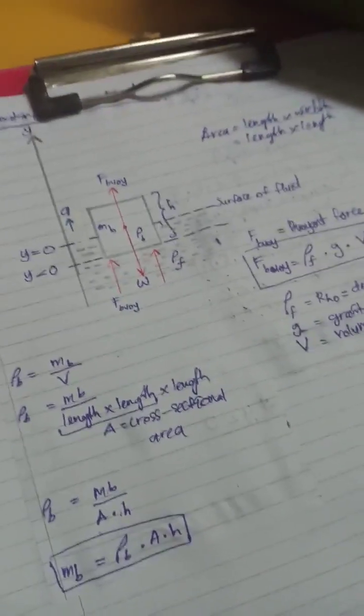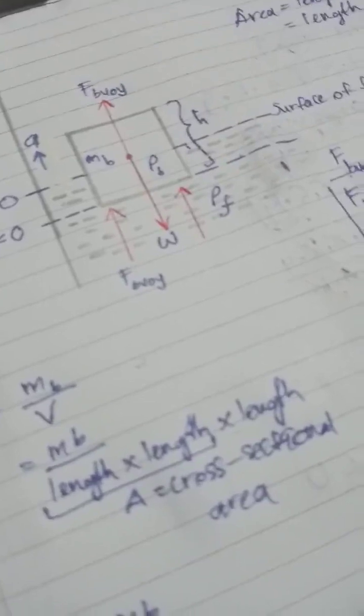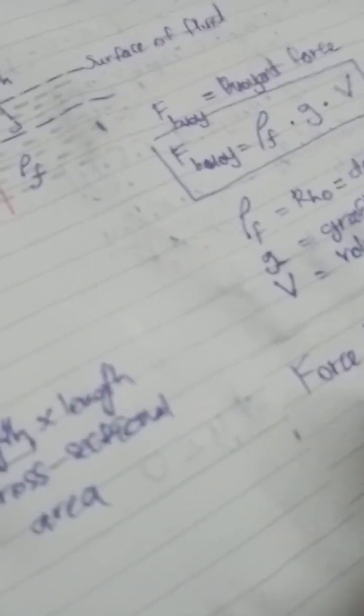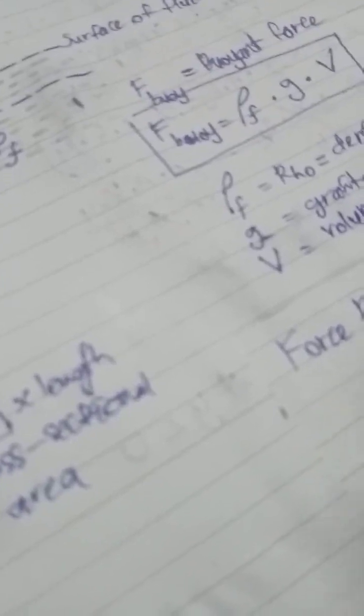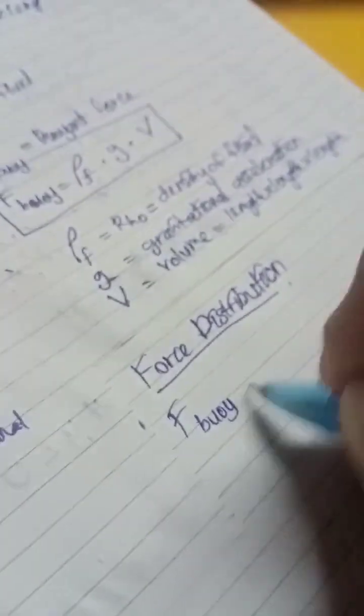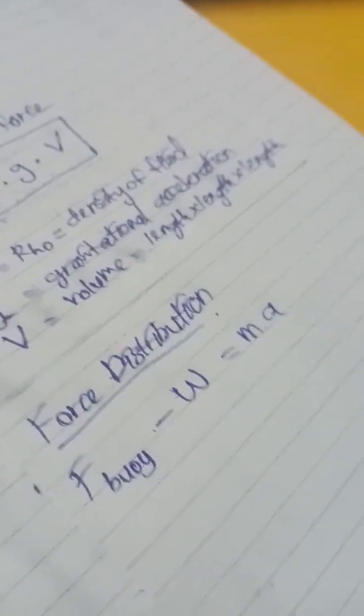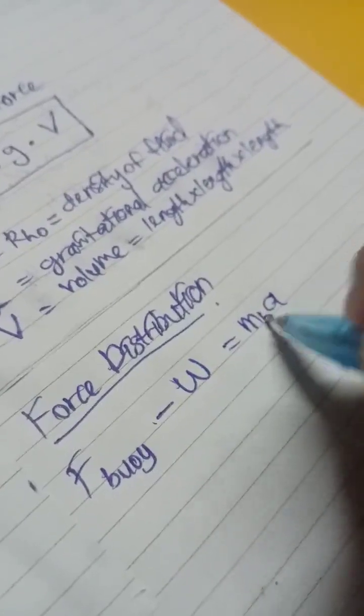Okay, now let's move on to the force distribution of the block here. Force distribution, we will relate it to Newton's second law. As you can see, we have F buoyant, which is the buoyant force, minus the weight, equal to ma. So F buoyant minus weight is equal to ma, and m is the mass of the block.